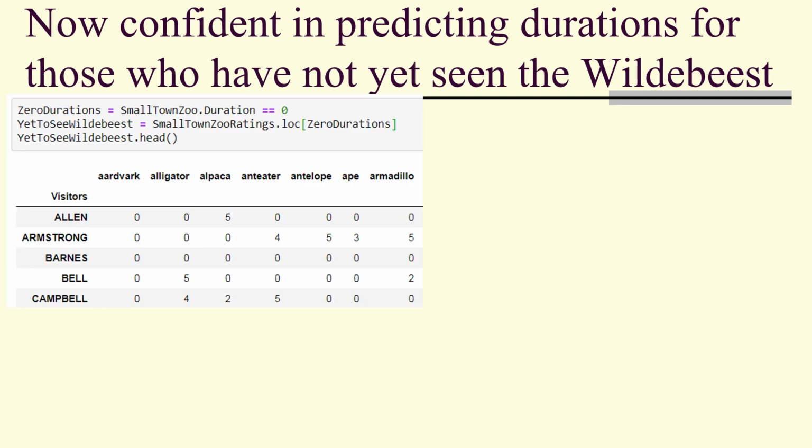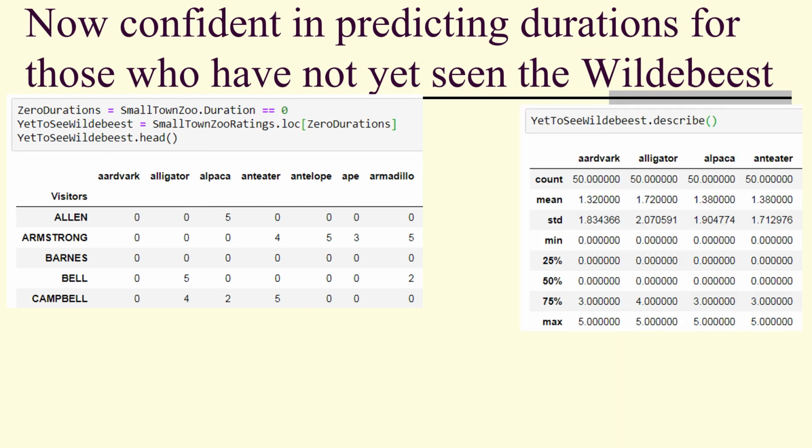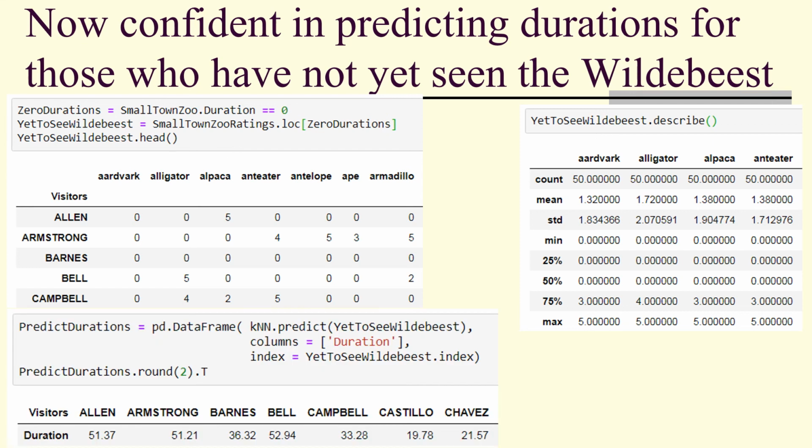So here is our data set of people who haven't yet seen the wildebeest exhibit. There's 50 of them. And now we can predict how long each one of these is going to spend at the wildebeest in minutes, based on our nearest neighbor's regressor.